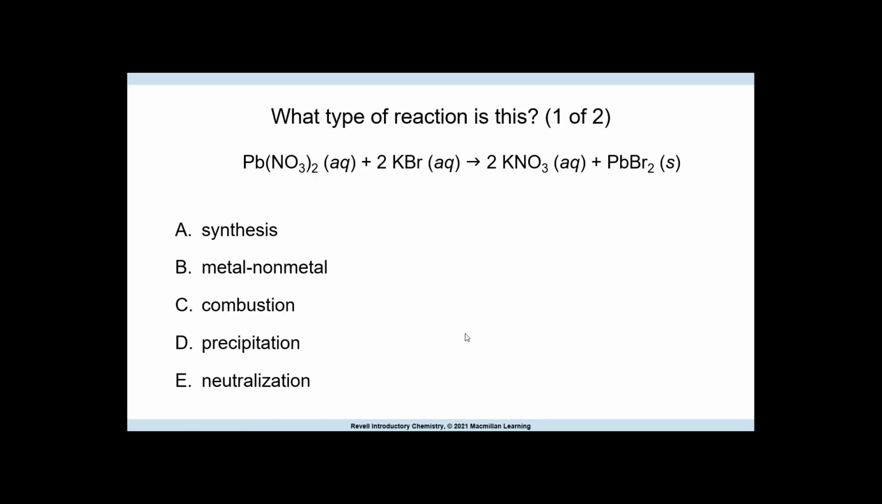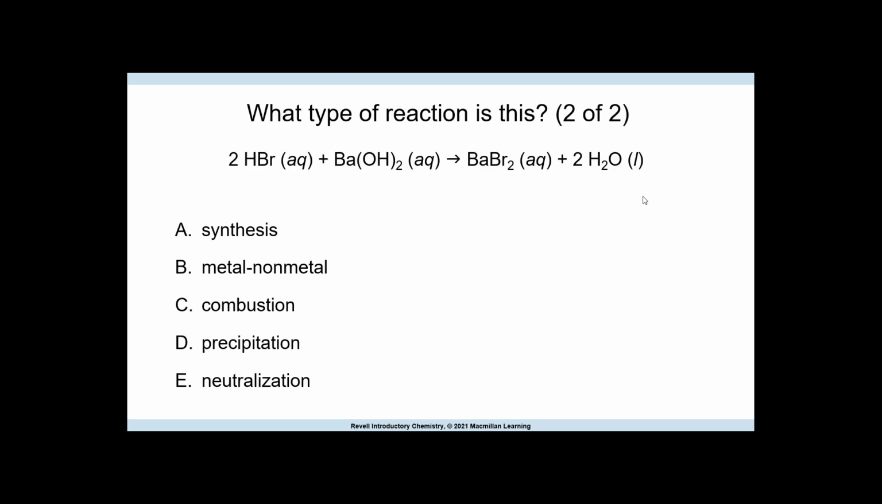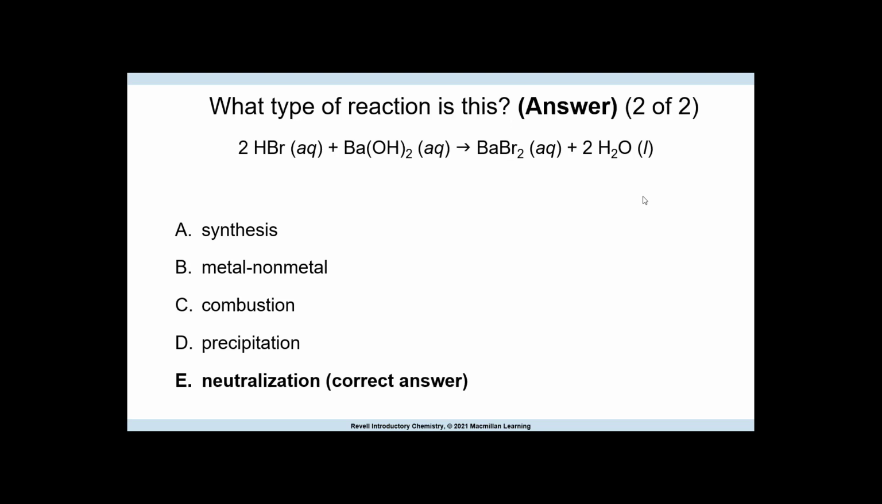What type of reaction is this? So I'm going to take a look. This has a solid in it. So I would tell you it's going to be a precipitation because that's not an acid and that's not a base, but it is a double displacement reaction. What type of reaction is this? Well, it's got an acid, it's got a base, and it's producing water. So it's a neutralization.